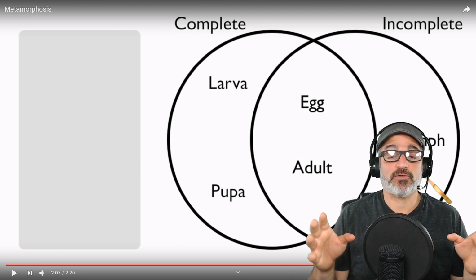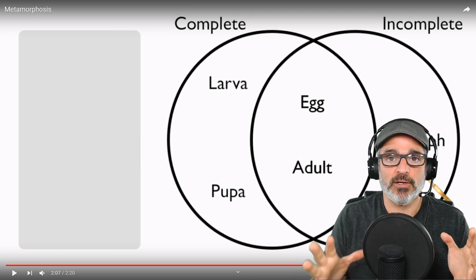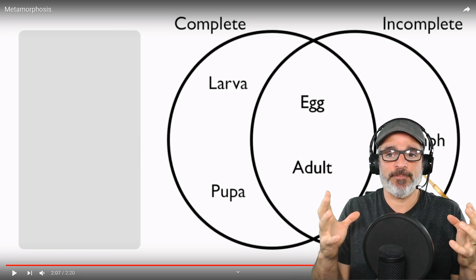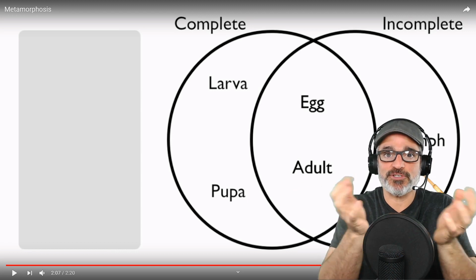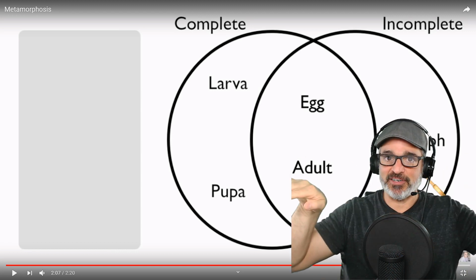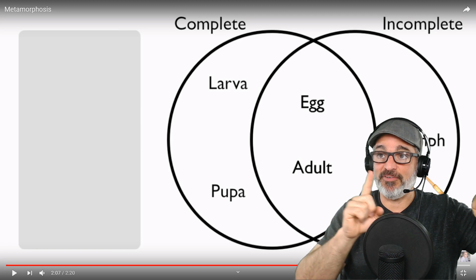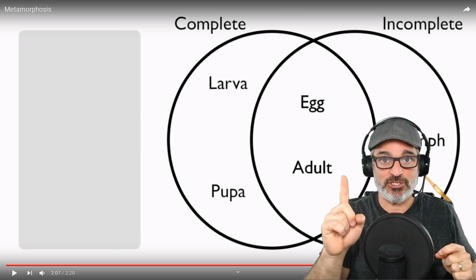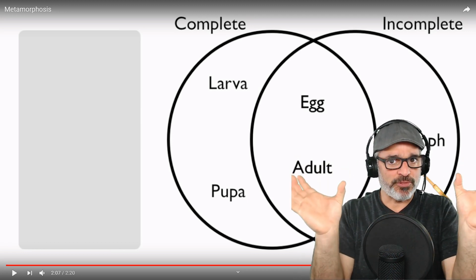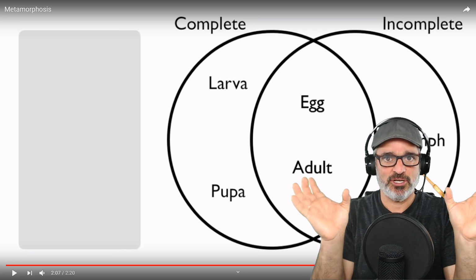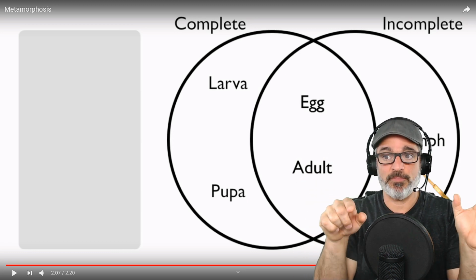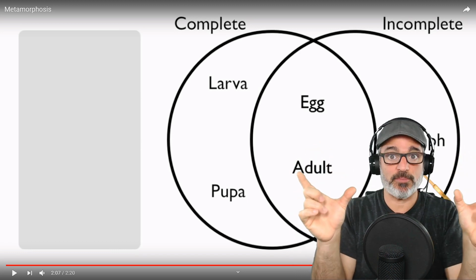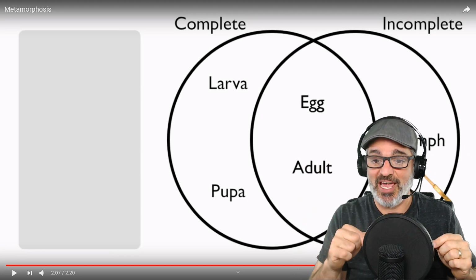So this Venn diagram, guys, is super important because it tells us how both metamorphoses are similar and how they are different. And as we can see, if I talk about the egg stage, you can tell me both have an egg stage. That's why it's in the middle of the Venn diagram, because incomplete metamorphosis and complete metamorphosis, they both start with an egg.